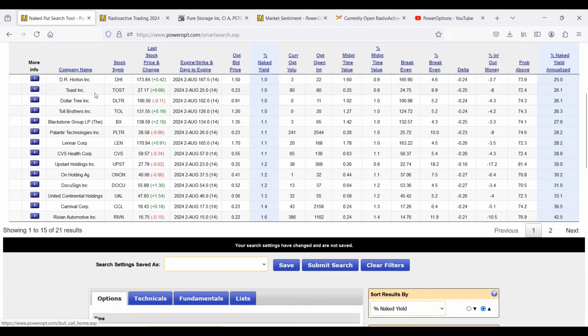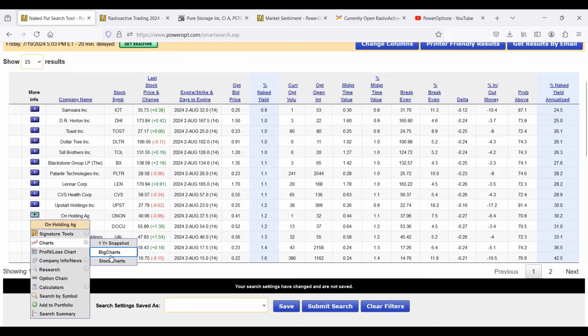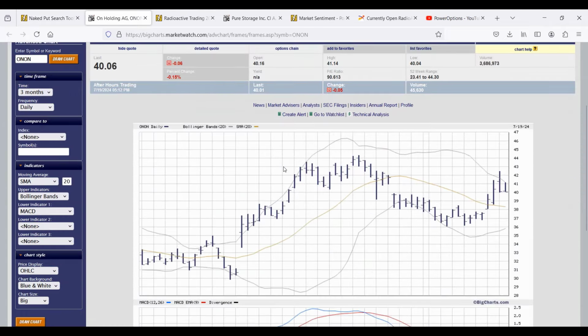All right. D.R. Horton, Toast, Dollar Tree, Toll Brothers, excuse me, Lennar, CVS, Upstart, On Holding, On. That's something that I've been interested in. I was going to open that as a married put a little while ago. Am I happy or glad that I didn't? Let me just take a look. I haven't watched it in a while.